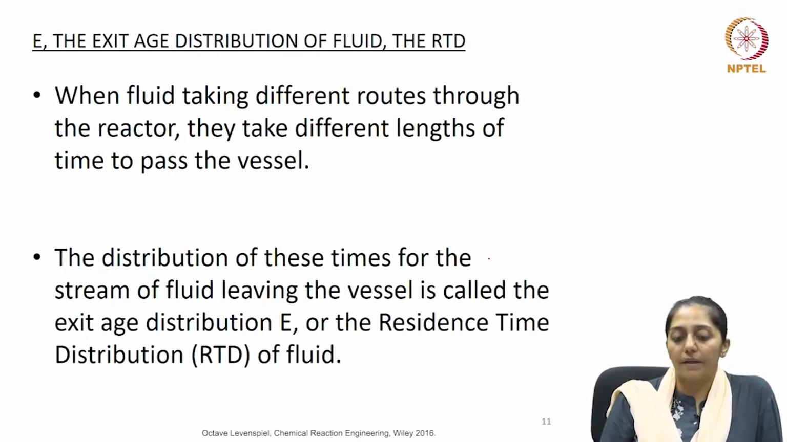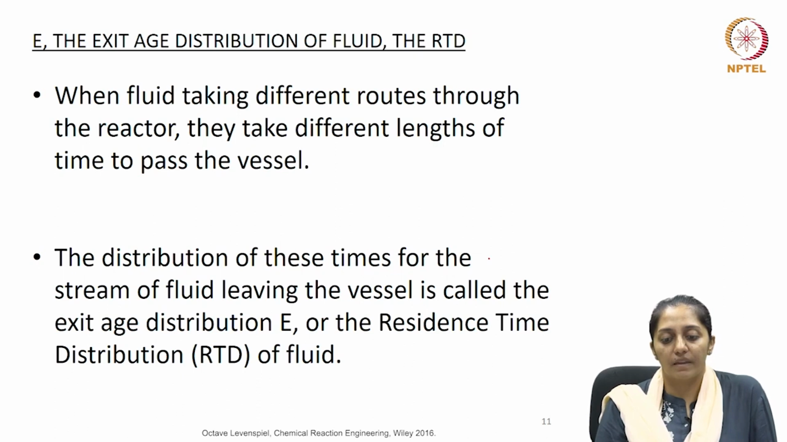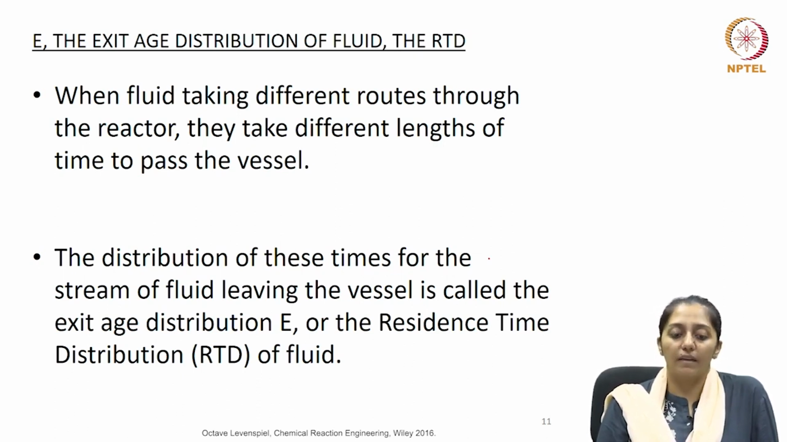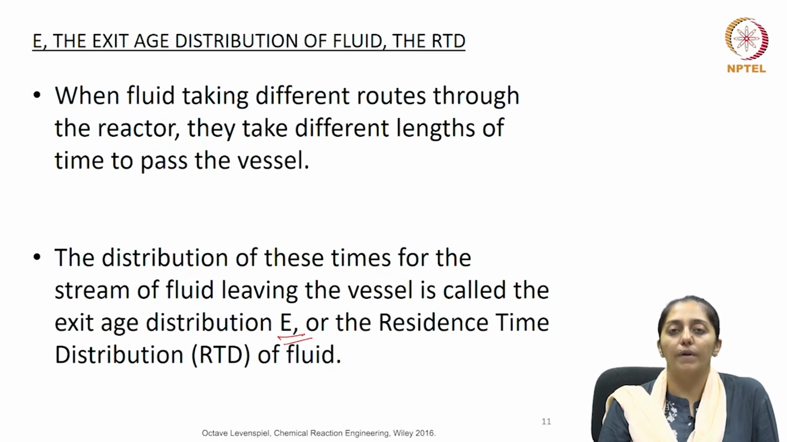So, in order to find the residence time distribution, which is also called the exit age distribution of the fluid, we make use of tracer experiments. Now, when the fluid is taking different routes through the reactor, they can take different lengths of time to pass the vessel, isn't it? Now, if we consider all these different fluid elements entering the reactor, going through different time spans inside the reactor before they pass the vessel, this distribution of times for which the stream of fluid leaving the vessel is called the exit age distribution, denoted as capital E, or the residence time distribution of the fluid.